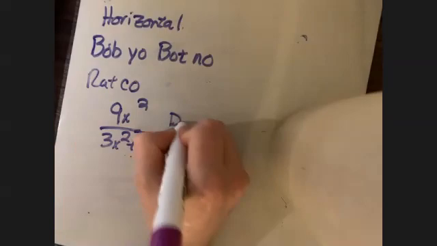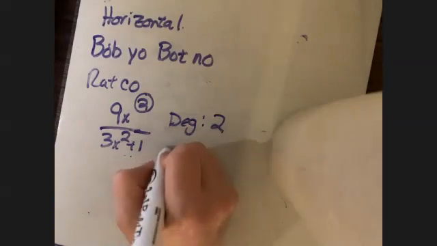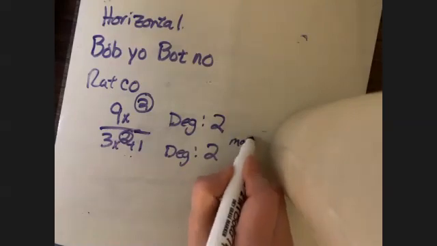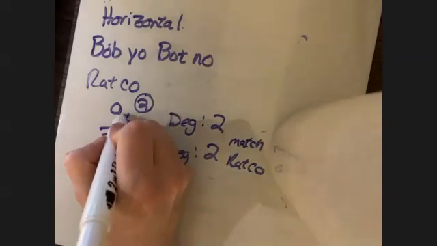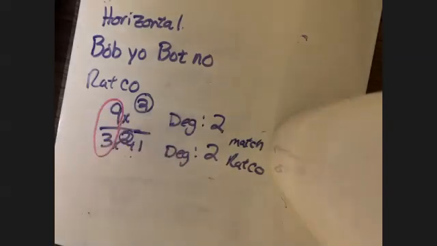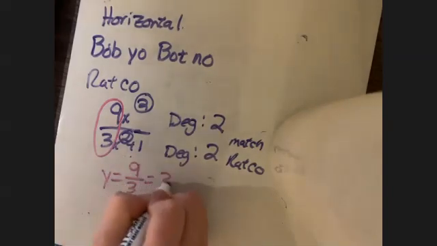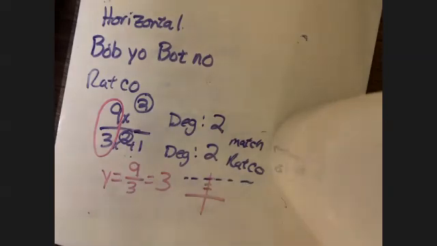So, first example, we've got 9x squared over 3x squared plus 1. The degree, guys, is that biggest power. So the degree on the top is 2. The degree in the denominator is also 2. This matches. So this is Ratco. When we do Ratco, we are looking at the coefficients right in front of those biggest powered terms. So it's going to be y equals 9 over 3, which is 3. So graph picture wise, I would go up here to 3, and there would be my line.